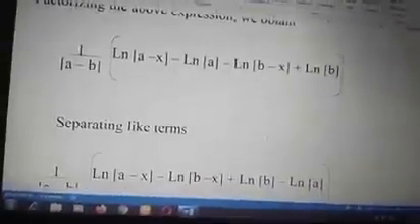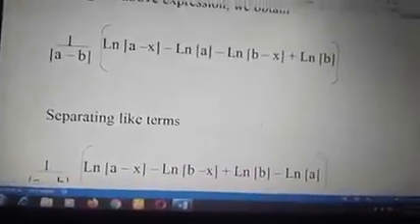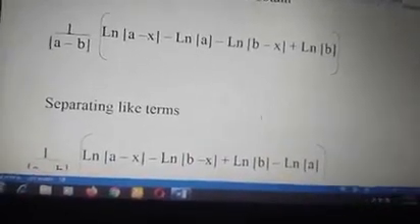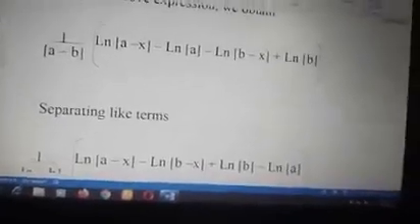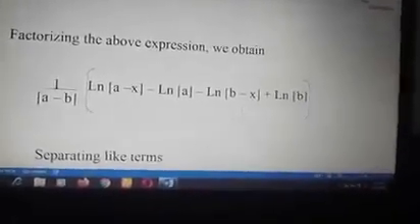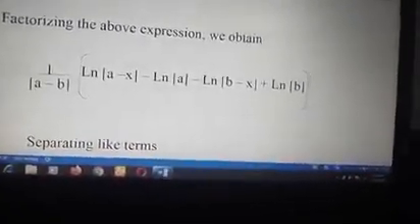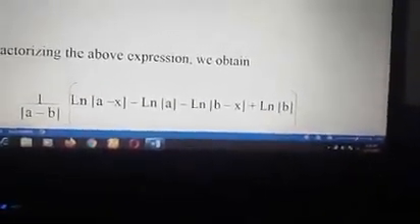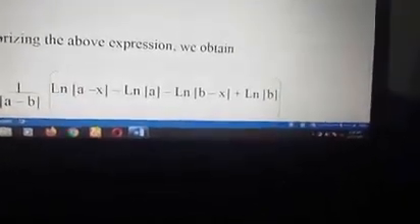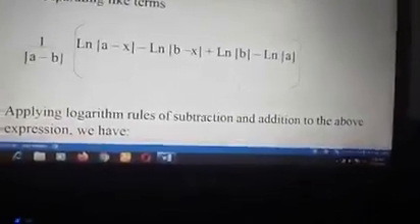So now 1 over a minus b, bracket opens, ln concentration of a minus s minus ln concentration of a minus ln concentration of b minus s plus ln b, bracket closes. So we factorize it. We separate like terms. What are the like terms? ln a minus s is similar to ln b minus s. Bring them together. Remember that ln b minus s has a minus sign in front of it. So ln a minus s, minus ln b minus s, come together. We also see that ln b and ln a have no s value. ln b has a plus sign in front of it, and ln a has a minus sign in front of it. Bring them together. So we now have plus ln b minus ln a.